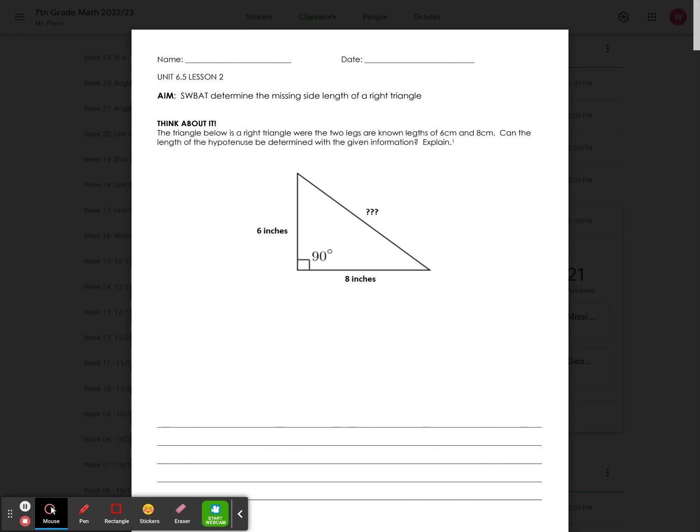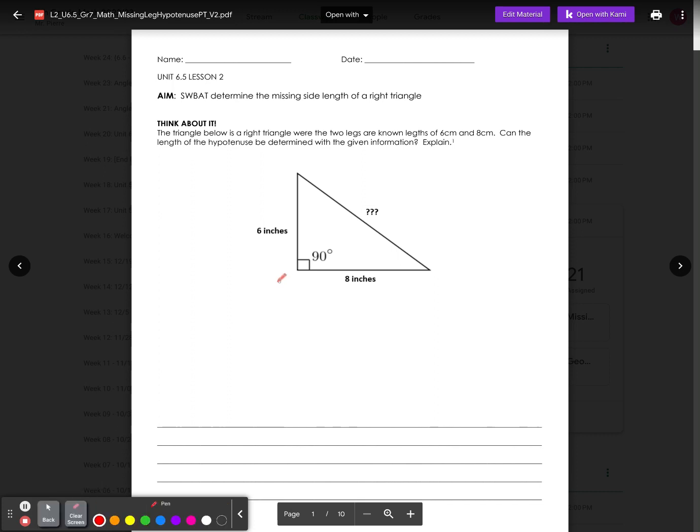We have our Think About It question. We're still dealing with right triangles and the Pythagorean theorem. In the following Think About It question, we're told that the triangle below is a right triangle. We can see that as well because we see our symbol here that represents a right triangle, where the two legs are known, and they are side lengths of 6 centimeters and 8 centimeters. Can the length of the hypotenuse be determined with the given information?